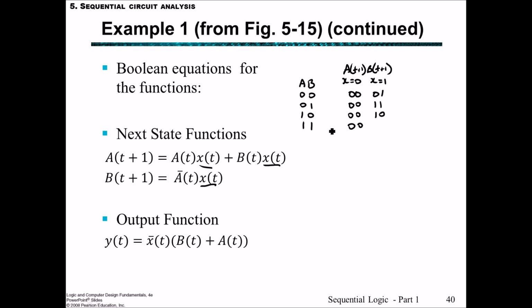And for current state being 1, 1, then since a is 1 and x is 1, and b is 1 and x is 1, then a will stay at 1. Since a is 1, then bt plus 1 is 0.